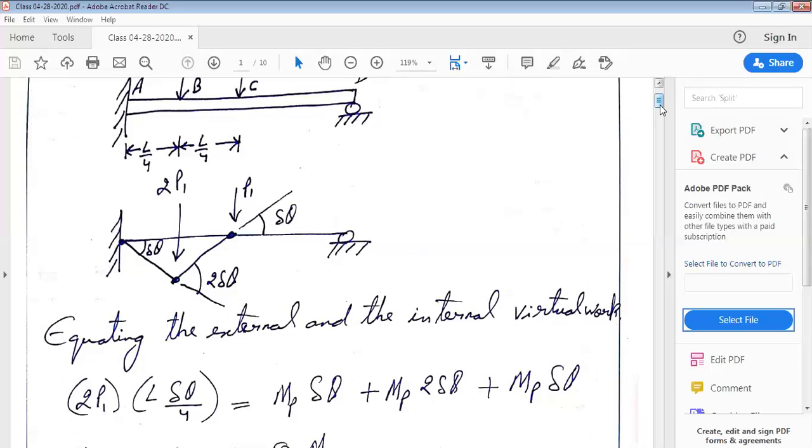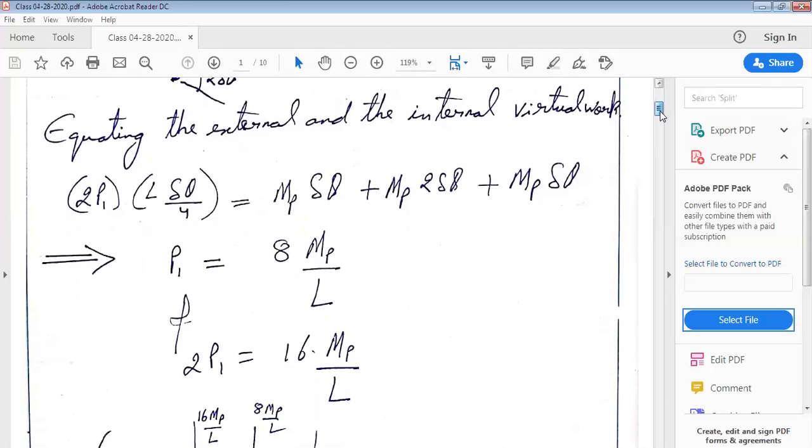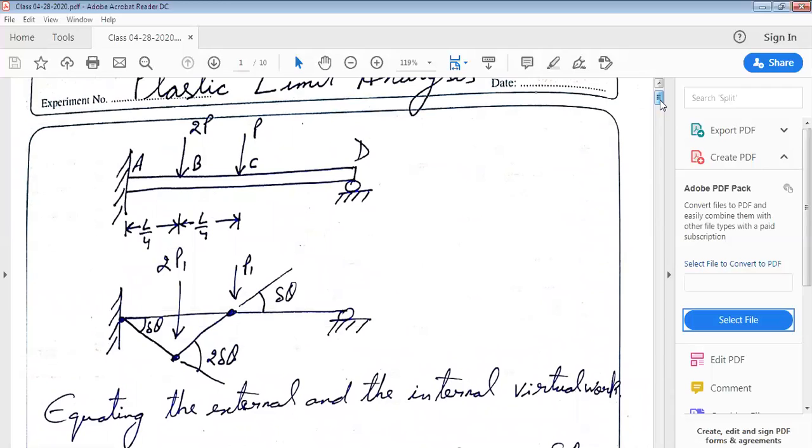Now, equating the external and the internal virtual works, we can see that the external virtual work in this particular case is 2P1 into L delta theta by 4. And the internal virtual work is MP delta theta corresponding to the first hinge, plus MP 2 delta theta corresponding to the second hinge, plus MP delta theta corresponding to the third hinge. From here we can find capital P1 equal to 8 MP by L and 2P1 equal to 16 MP by L. So we have obtained the values of P1 and 2P1.